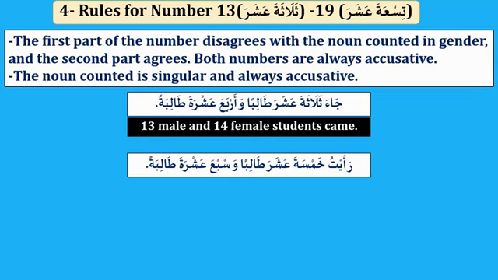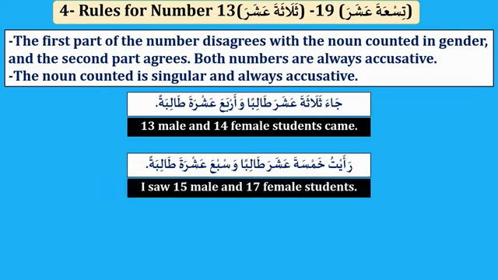رأيت 15 طالبا و17 طالبة. I saw 15 male and 17 female students. As we see, the hierarchy of the numbers and the nouns remain the same in both nominative and accusative case, as well as in genitive case.